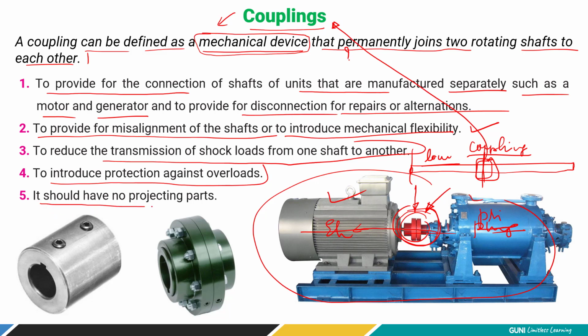Now it should have no projecting parts. This is the requirement. If you have a projecting part, it can create an accident. Sometimes, because of vibration, the nuts and bolts will loosen and, due to centrifugal force, they will be thrown away. If there is an employee nearby, it can cause an accident. Just try to look at the figure over here. This is the figure of a flange coupling, and this is a muff coupling.